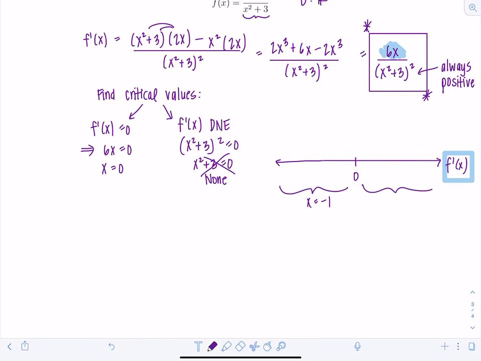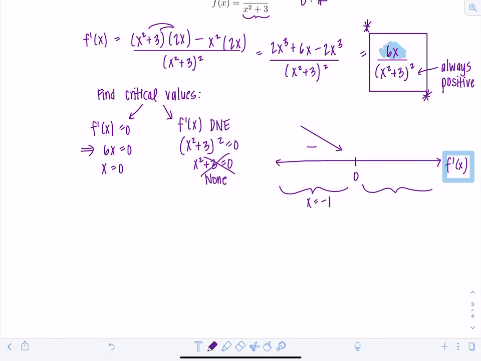And if I plug in -1 into the numerator, 6 times -1, that's going to be -6. So the derivative is going to be negative on the interval from -infinity to 0. Well, what does that mean for f of x? That means f of x is decreasing.